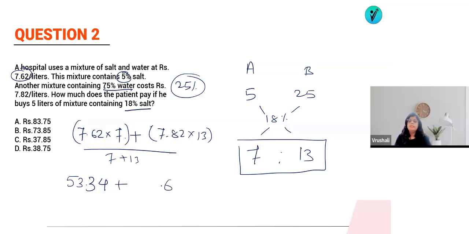13 2s are 26, carry will be 2. 13 8s are 104. 104 plus 2 will be 106. Carry will be 10. 13 sevens are 91. 91 plus 10 will be 101 divided by 20.